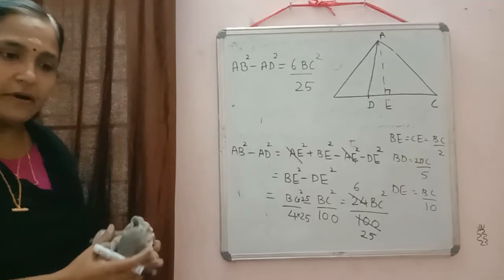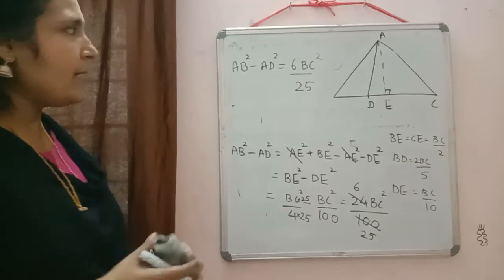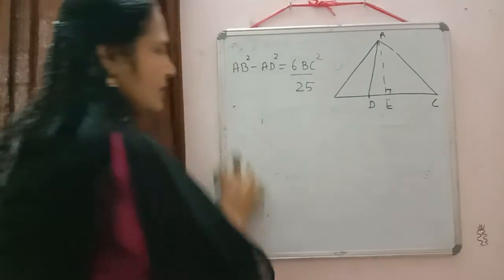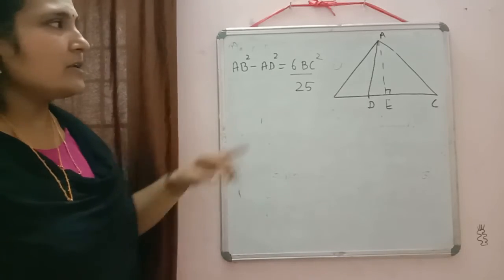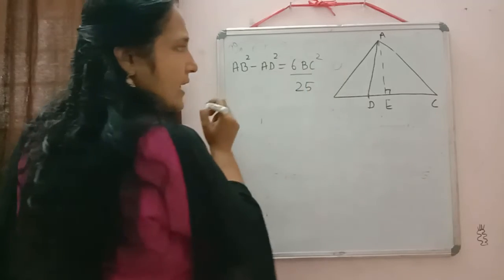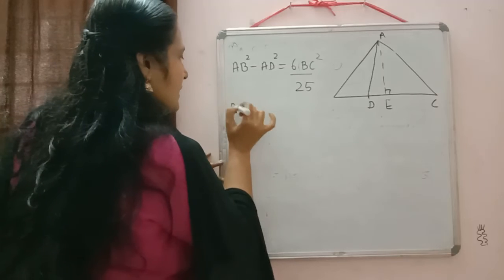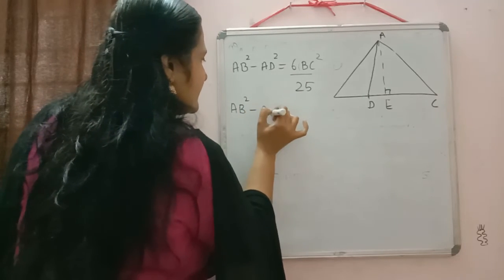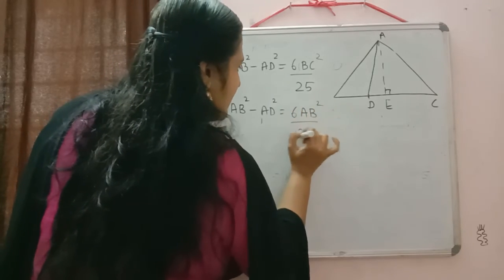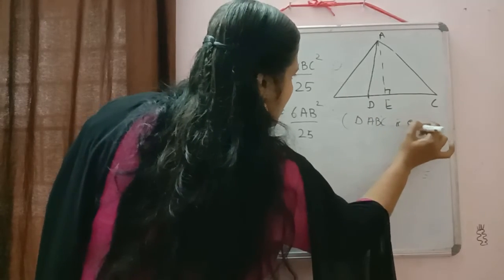But in the proof we don't want the side BC. We want only AB and AD. So can we convert BC in terms of AB? Yes. Why? Because triangle ABC is an equilateral triangle. So all sides are equal. So BC I am rewriting as AB. So here it will come AB square minus AD square is equal to 6AB square by 25. Here the reason you can write: triangle ABC is equilateral.